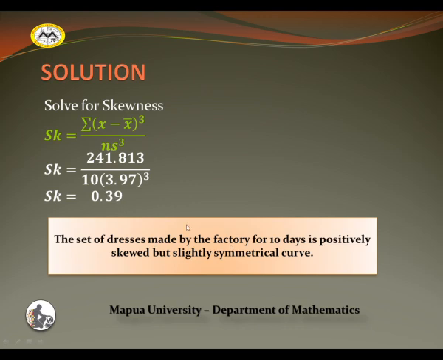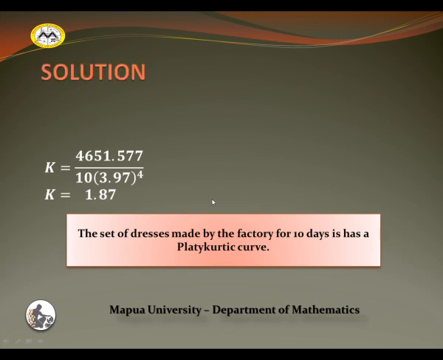Based on the theorem, the value of skewness is positive, but this is only 0.39. So this is our interpretation: the set of dresses made by the factory for 10 days is positively skewed but a slightly symmetrical curve.